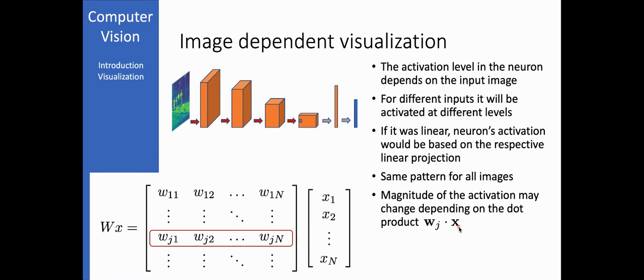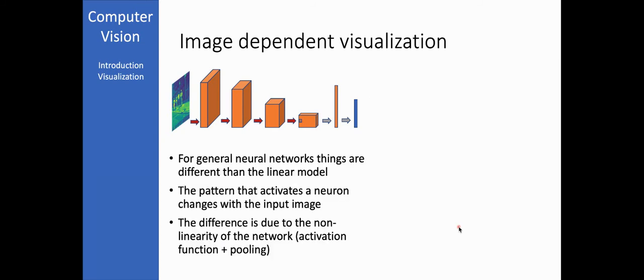And this only happens in a linear neural network. In a nonlinear case, which is the most generic case and the thing that we're actually interested in, things are not that easy. For the general neural network, it's quite a bit more complicated than a linear model. The pattern that activates a neuron changes with the input image. We don't have a constant pattern. Why? Because there are nonlinearities in each of these layers. The difference between such a generic neural network and a completely linear one is the activation function and pooling. These nonlinearities yield a nonlinear activation pattern for this neuron, so the activation really changes depending on the image.